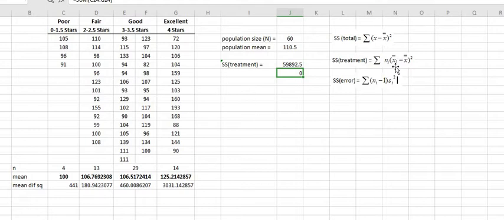mean, individual mean. We have this one, 100 minus 110.5. 100 minus 110.5 equals negative 10.5 times negative 10.5 times 4. Chine-check ko lang. That is 441. Sakto naman to. 441. Ang result nito is 441.